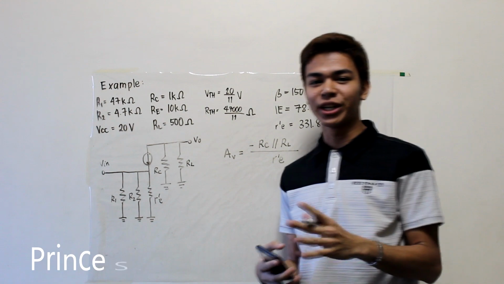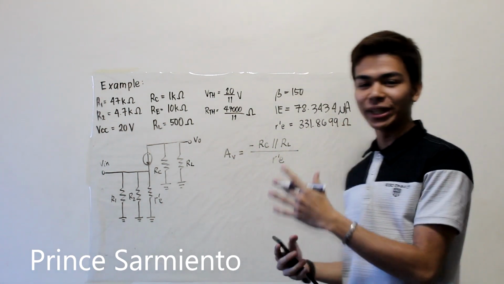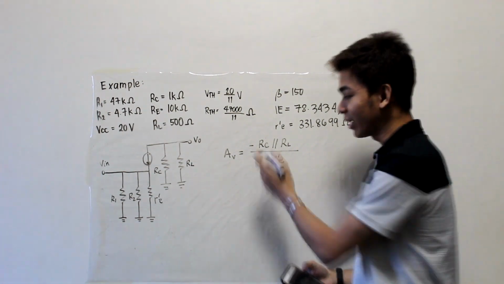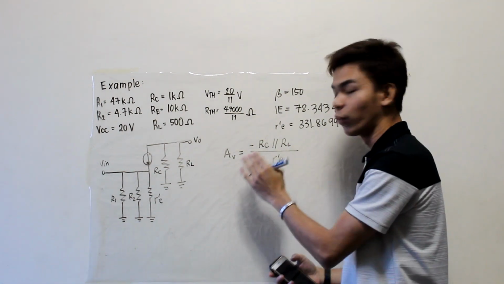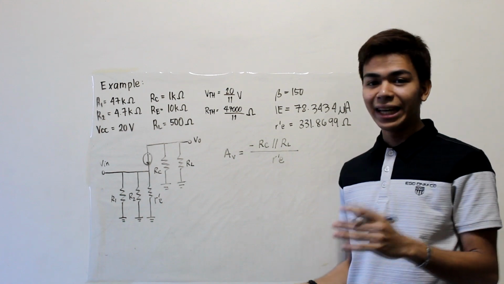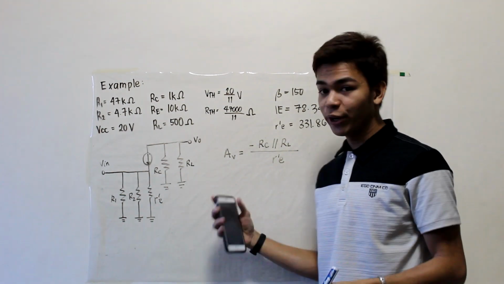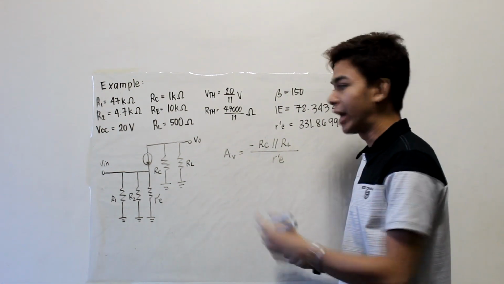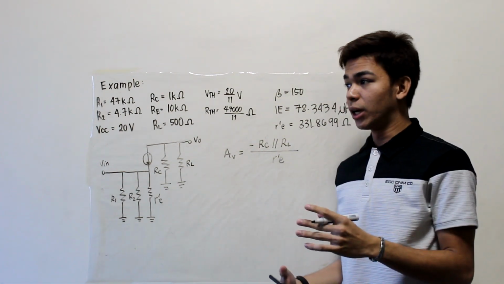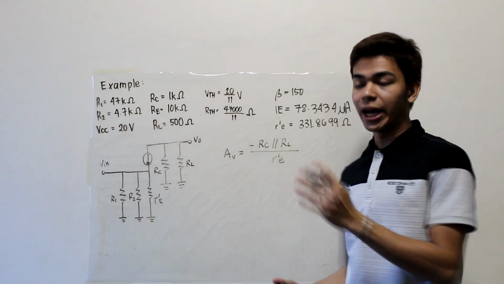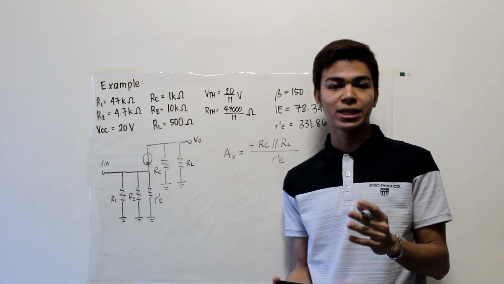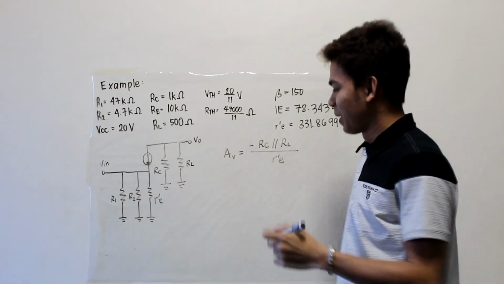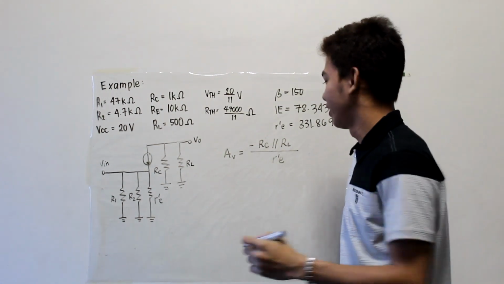From the AC equivalent circuit, we can easily see the input and the output side. The voltage gain is equal to negative RC parallel to RL all over R prime E. The gain is negative because the configuration of our amplifier is a common emitter, which inverts the output signal. Using this formula, the numerator is the resistance value at the output and the denominator is the input value of our circuit. Using substitution, we can now solve for the voltage gain.